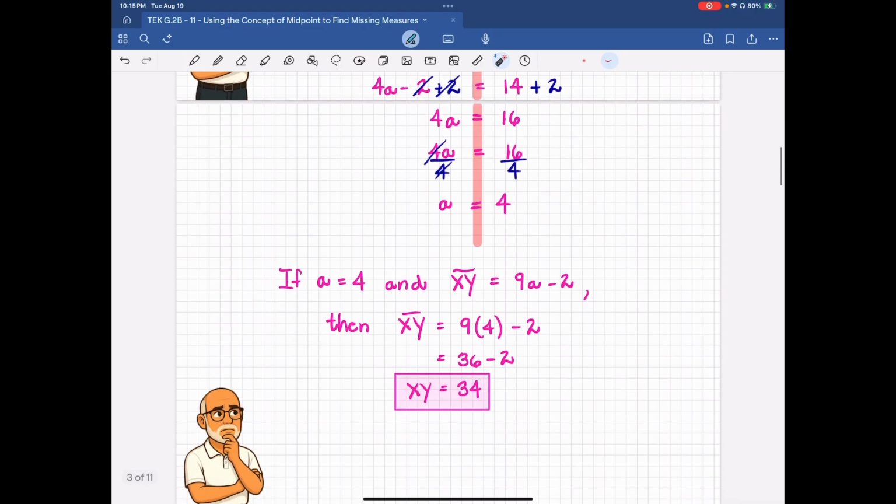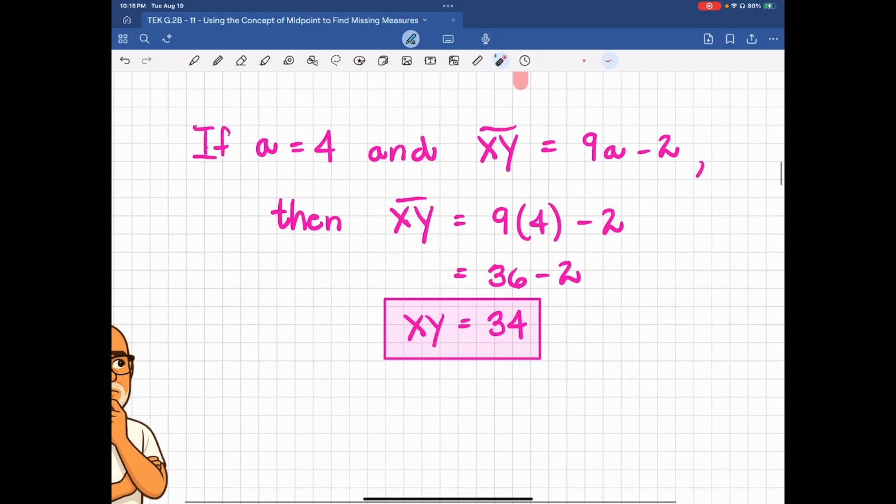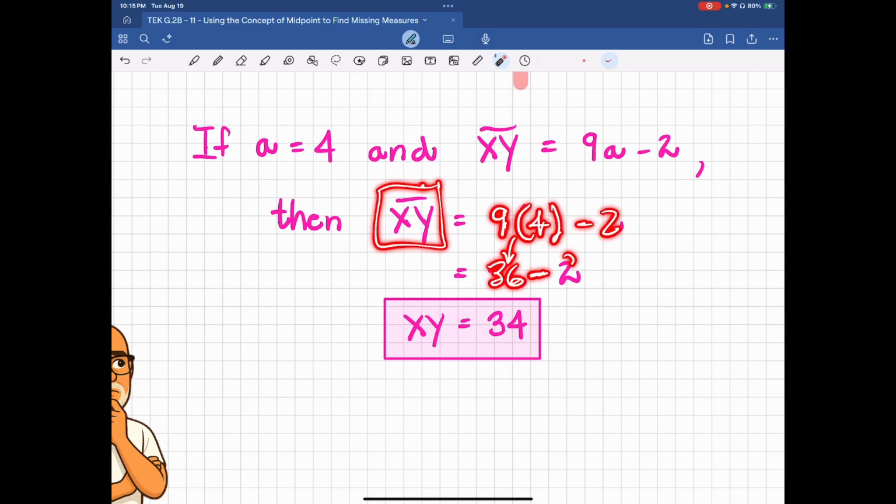So I'm going to come down here, and you'll see what I wrote. I said if a is equal to 4, and I know that XY is equal to 9a minus 2, I'm just going to substitute 4 in for a. So I rewrite the line segment XY to be 9 times 4 minus 2. I know that 9 times 4 is 36, and I bring down my negative 2. 36 minus 2 is 34.